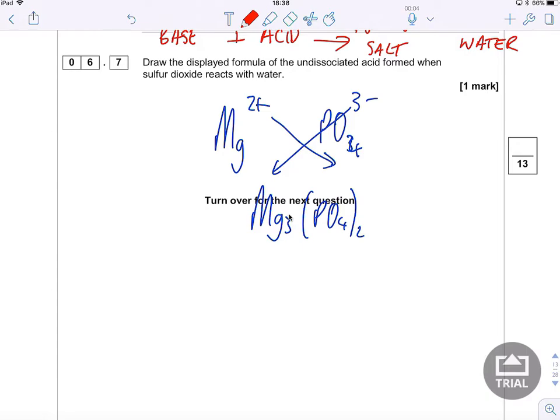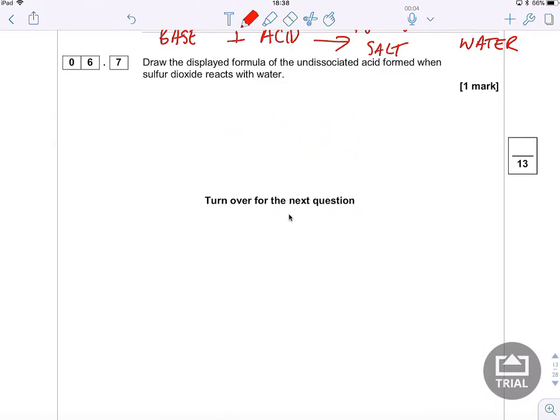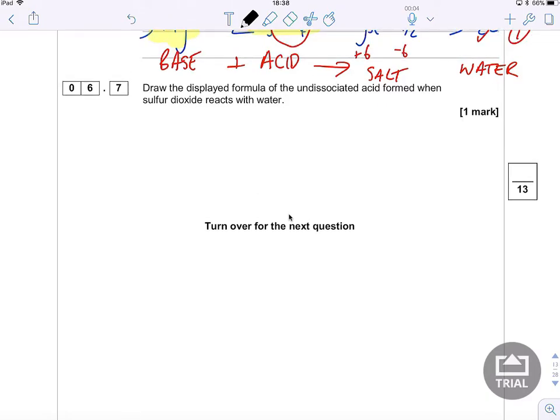Draw the displayed formula of the undissociated acid formed when sulfur dioxide reacts with water. So that's not that answer there. So sulfur dioxide reacting with water. So I am going to make H2O plus SO2. I'm going to make H2SO3, sulfurous acid.